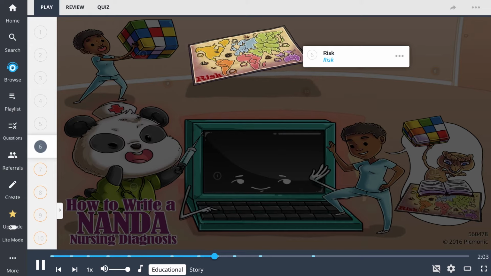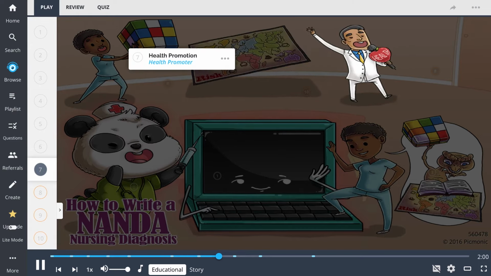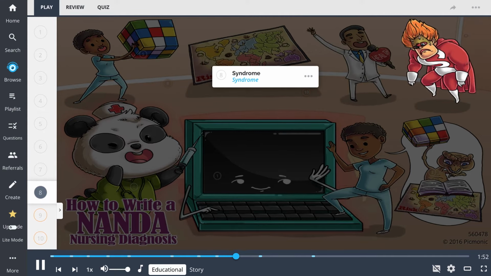patient's problem. Third is health promotion, seen here as the health promoter guide telling everyone how great it is to improve everyone's health and well-being. Finally, syndrome, demonstrated here as the guy with a syndrome, is sad because he is experiencing multiple health problems forming a pattern. He is really hoping they will be responsive to some nursing interventions.